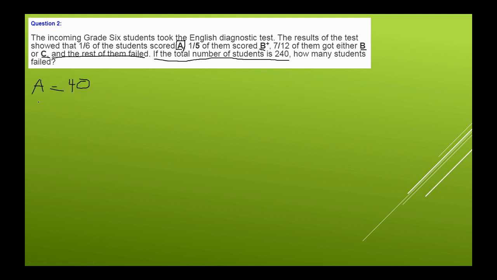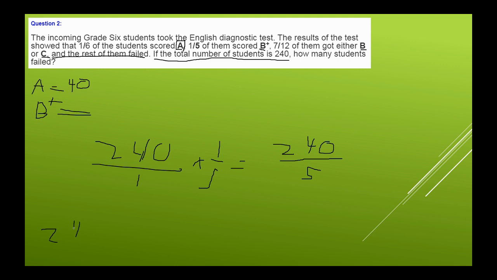Then we will compute for B+. So it is 1/5 that scored B+. So again, just multiplication. Simplify it. Okay, so 48 is the number of students that scored B+.